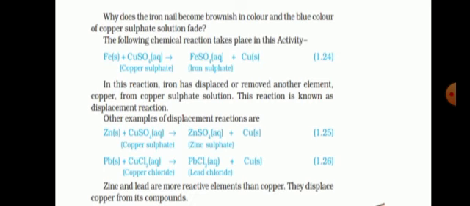Now let us see some other examples of displacement reaction. That is Zn plus CuSO4, which is your zinc, solid in state, and your copper sulfate, which is your aqueous solution, will give you the end products, zinc sulfate, which is an aqueous solution, plus copper, which is solid. So here also you can observe that a displacement reaction has taken place, right? So the highly reactive metal replaces the less reactive metal, or displaces it.